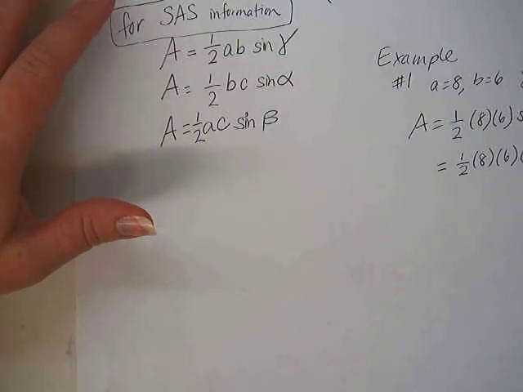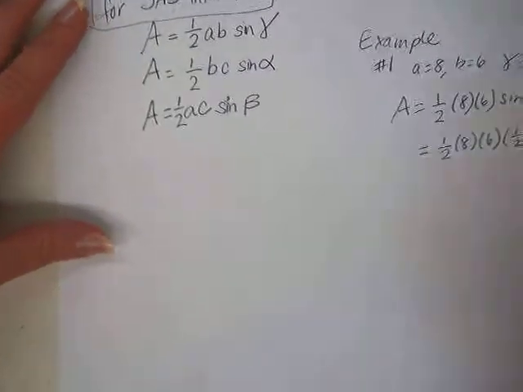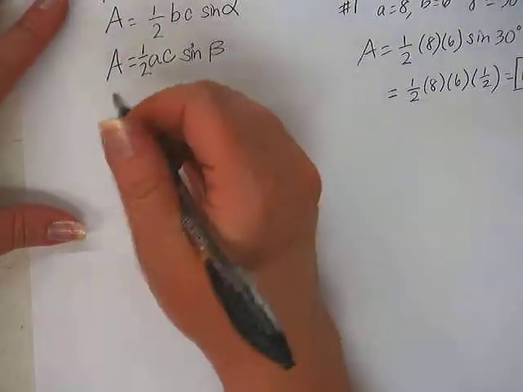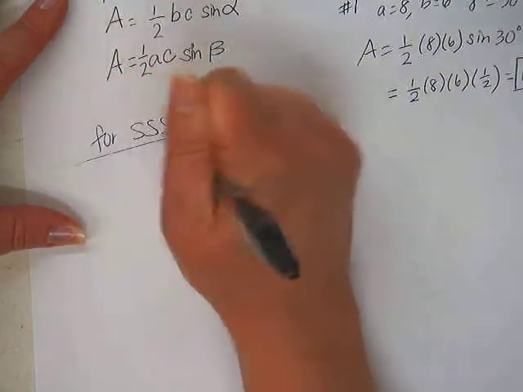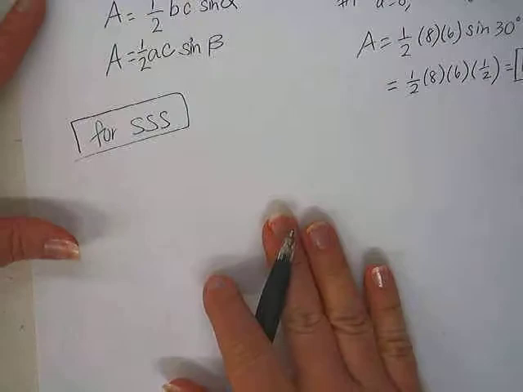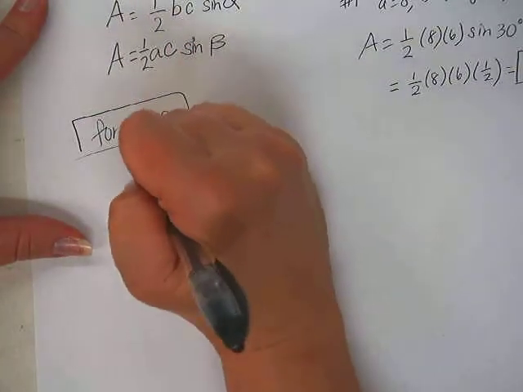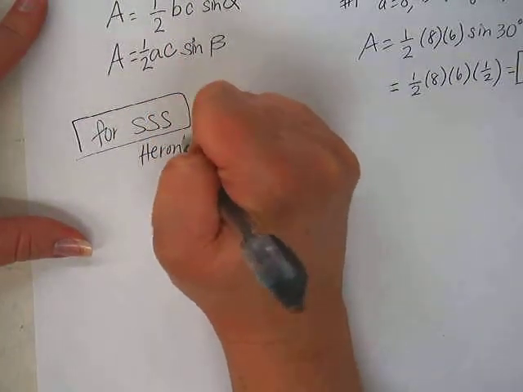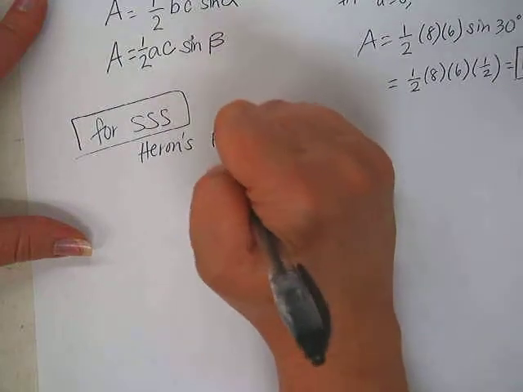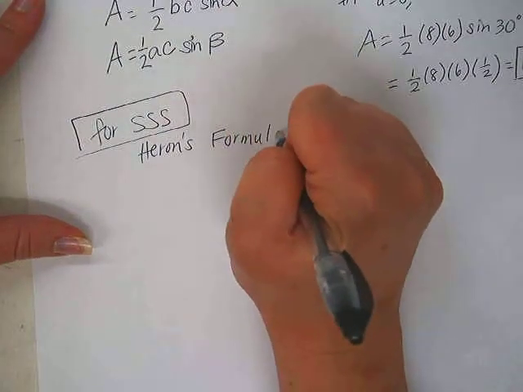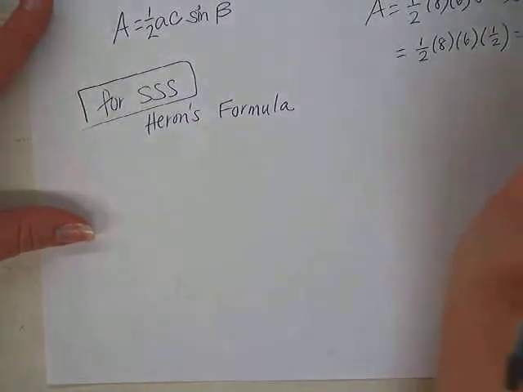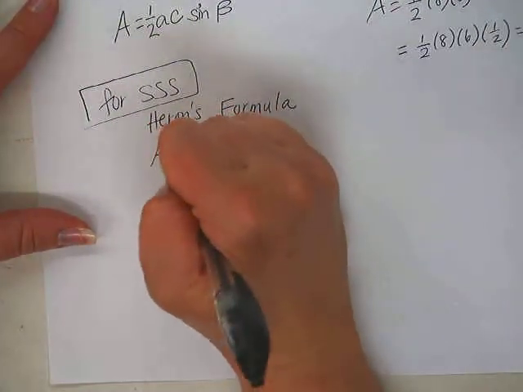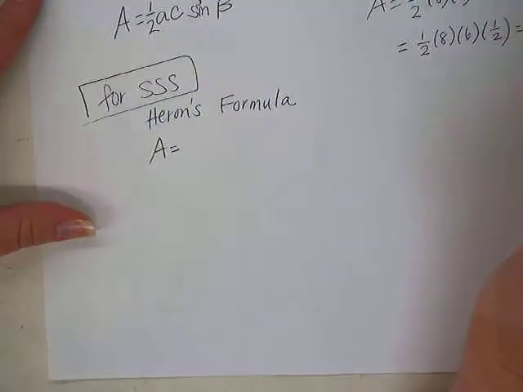Okay. Oh, I had another example. Okay, we'll do that one in a minute. Okay. This is if you have side, side, side. This formula is called Heron's formula. Pretty sure that's how Miss Heron spells her name, so this must be named after her.